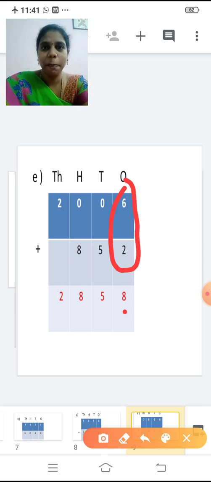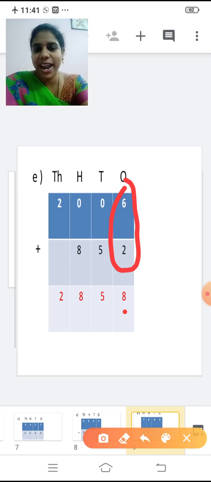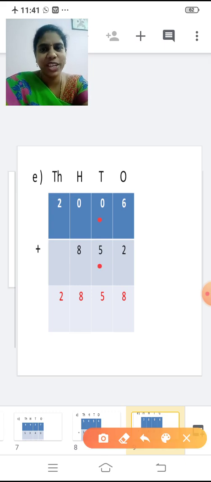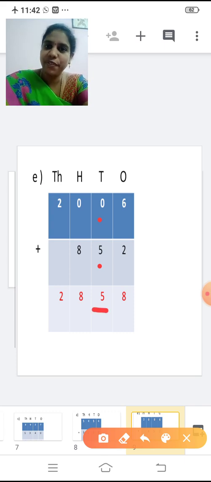Then what we have to do? We have to add the tens place, isn't it? What is there in the tens place? We are going to add 0 plus 5. What is the answer? When you add 0 to any number, the number will be unchanged, right? So 0 plus 5 is 5.